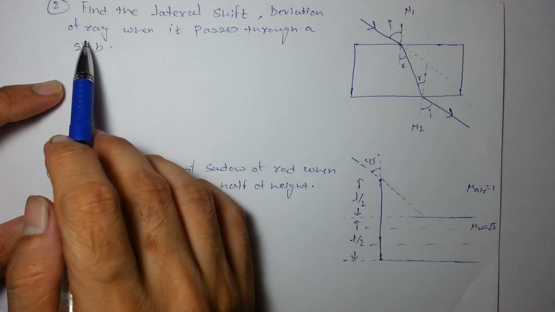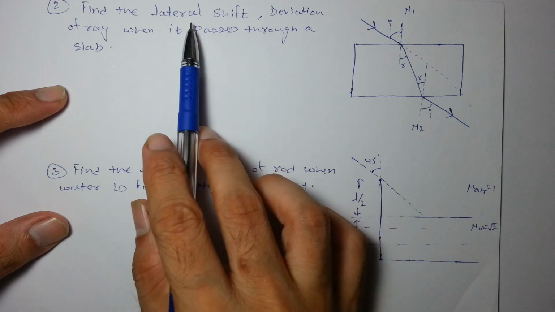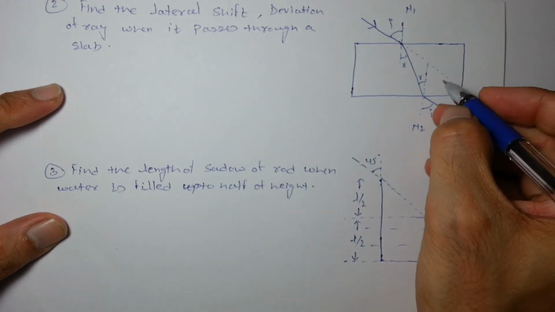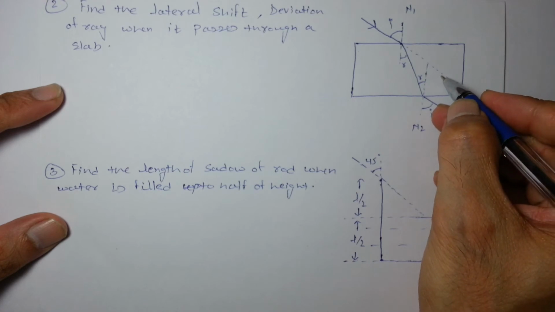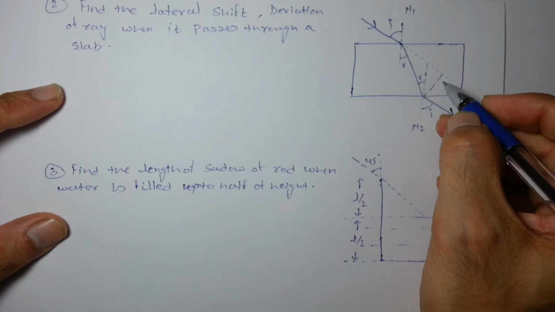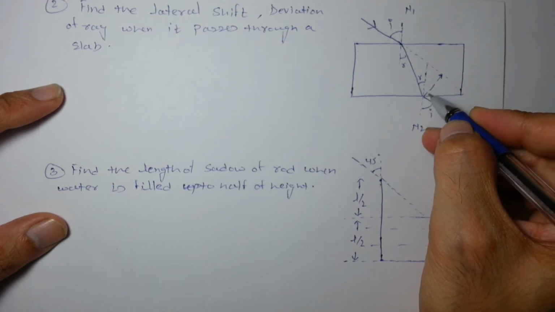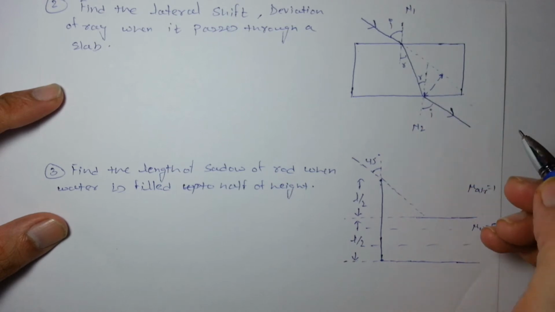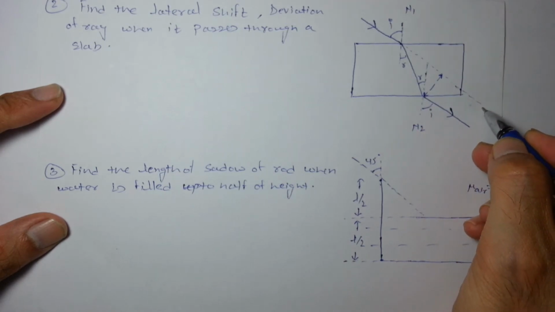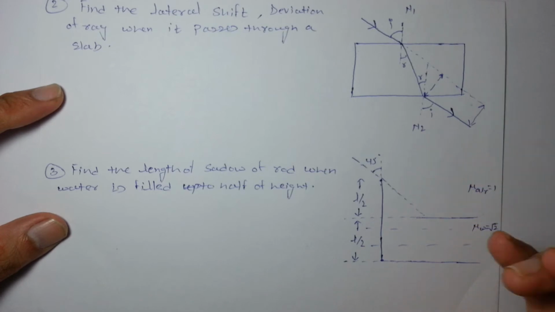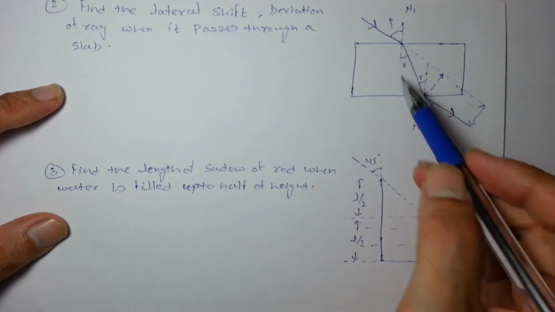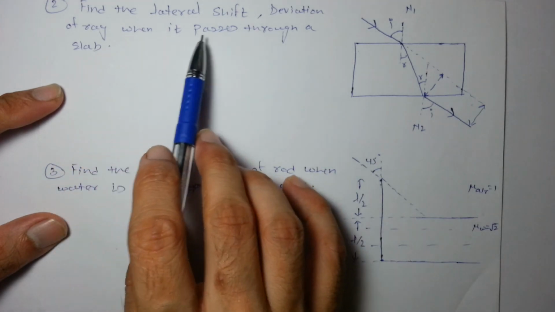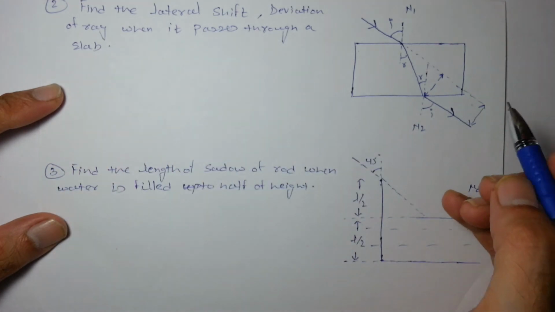In the next question, we have to find the lateral shift. What do you mean by lateral shift is, where the ray was going and how much you have shifted it parallelly. So this is basically lateral shift. This distance, you can show it here also. This is called lateral shift. So we have to find this value and the deviation, when it passes through a slab.